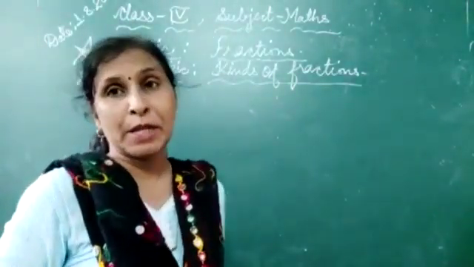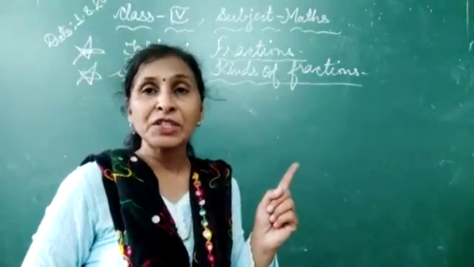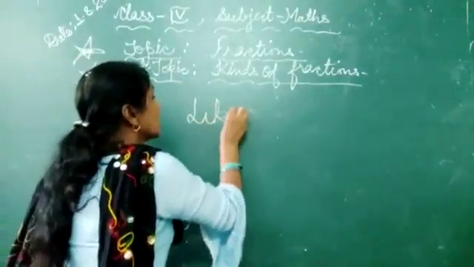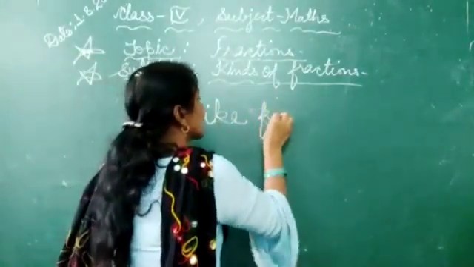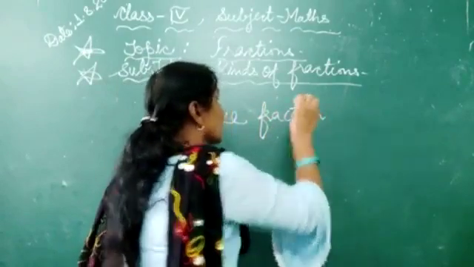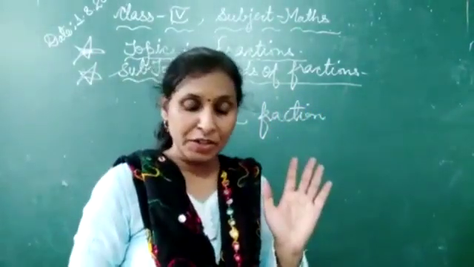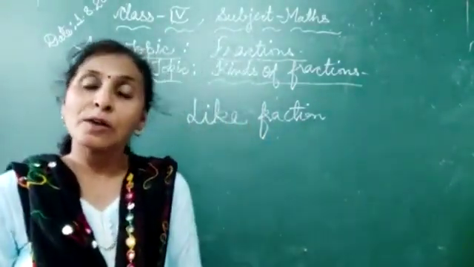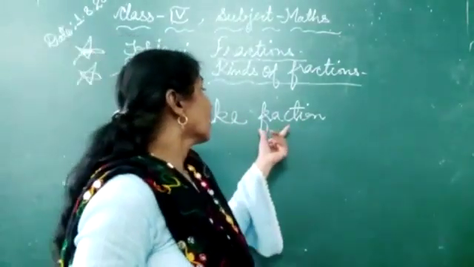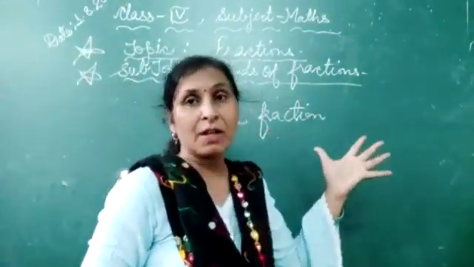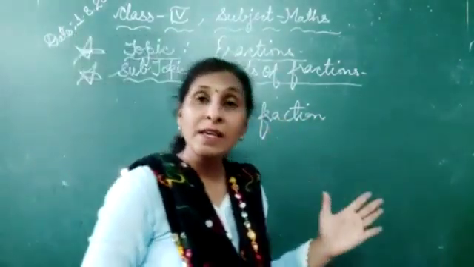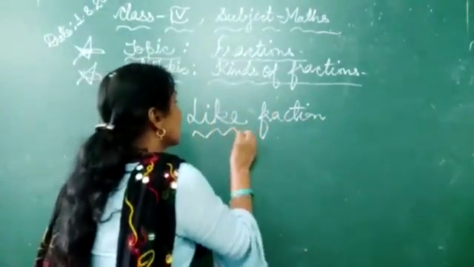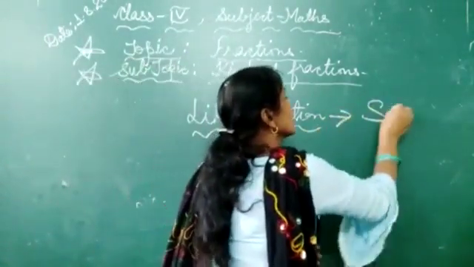First I explain you the like fraction and unlike fraction. Like fractions with the same denominators are called like fraction. Fractions with the same denominator are called like fraction. The same denominator.